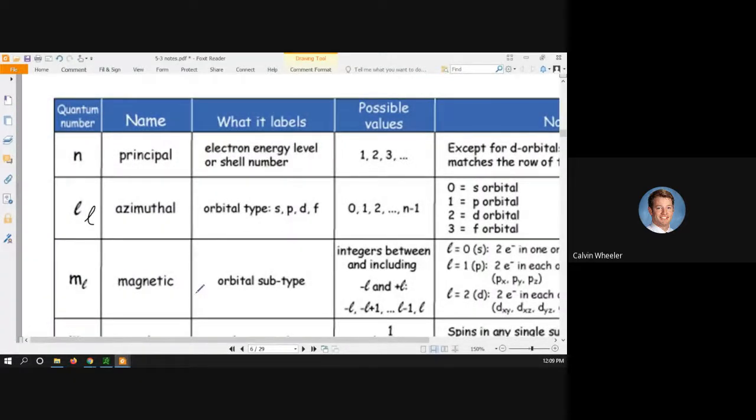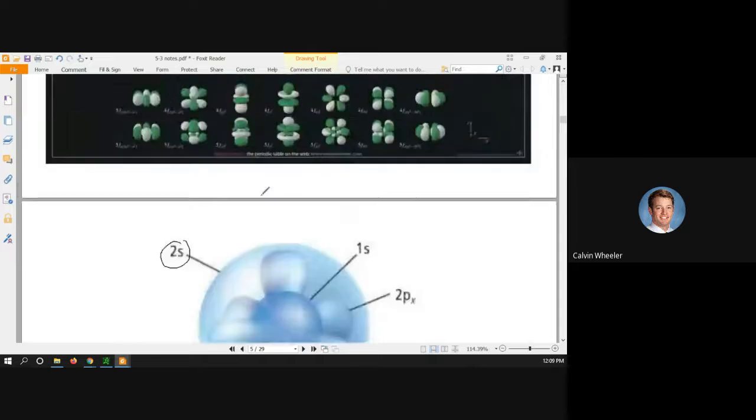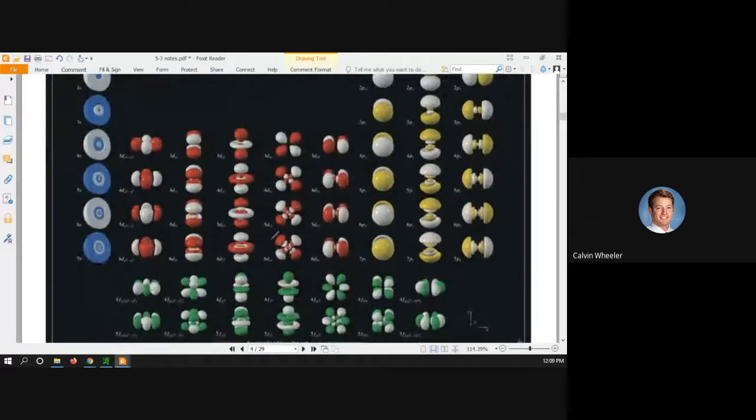The next one is the azimuthal quantum number. This describes the orbital type. So that last electron for that atom, what shape is that orbital? Is it a sphere? Is it peanut shaped? Is it a double peanut shape? A donut? Is it just really funky? These are your available shapes.